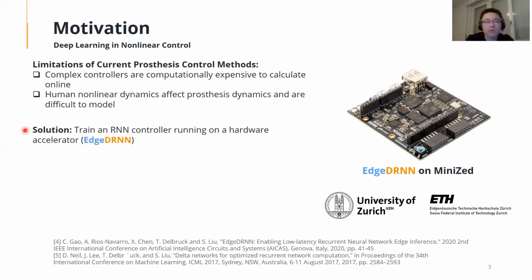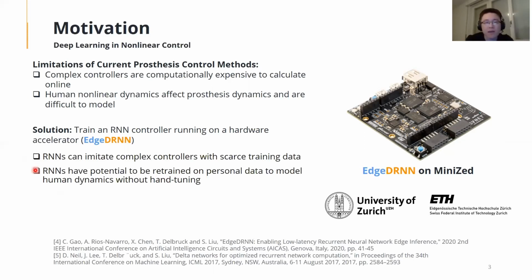So our solution is to train an RNN controller running on a hardware accelerator, which is called EdgeDRNN. There are two reasons we want to use RNNs. The first one is that RNNs can imitate complex controllers with scarce training data. And the second one is that RNNs have potential to be retrained on personal data to model human dynamics without hand tuning.